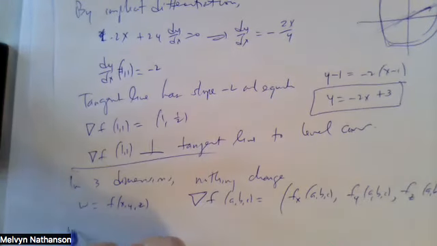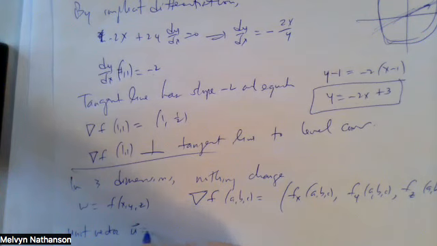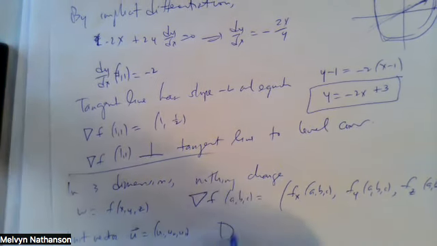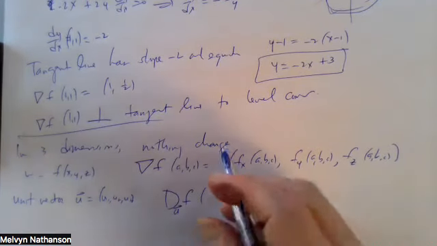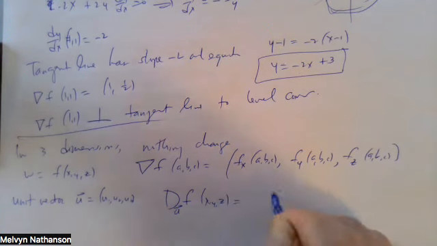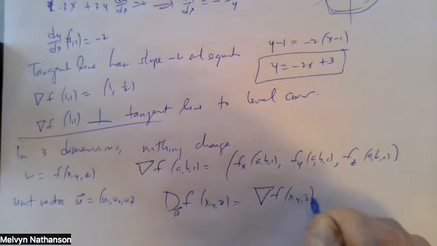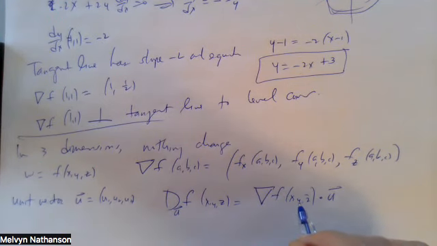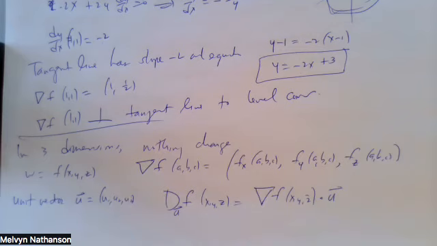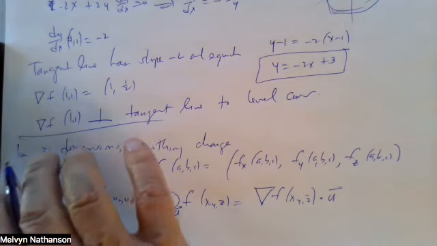And if you have a unit vector u with coordinates u1, u2, u3, the directional derivative of f in the direction of u at any point x, y, z is the gradient of f at that point, dot product with the direction u. The maximum rate of increase of a function of 3 variables is in the direction of the gradient. The minimum rate of increase is in the direction of minus the gradient, and the rate of change of the function at a point is 0 in any direction orthogonal to the gradient.